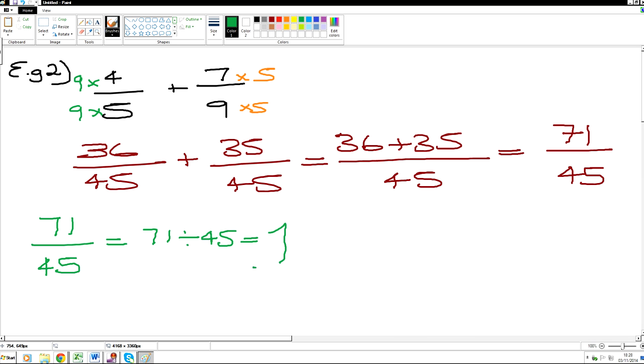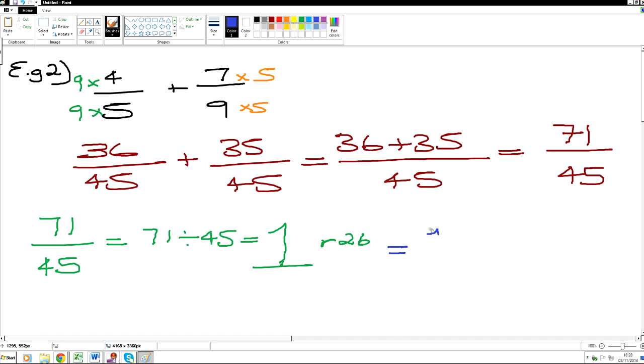Okay, 71 divided by 45. 45 will fit into 71 how many times? Once. What's the remainder? 71 minus 45 is 25. No, it's 26. Oh, I was 1 off. Okay, remainder 26. Now, let's see how we interpret this.